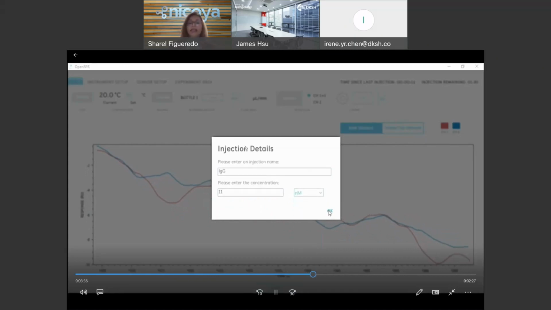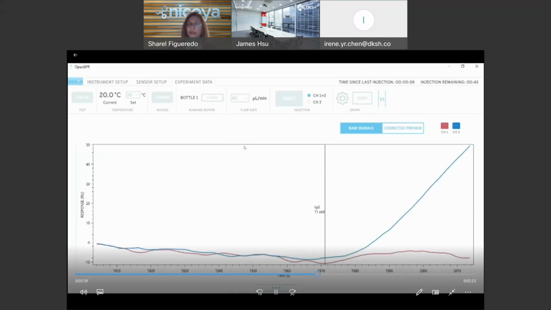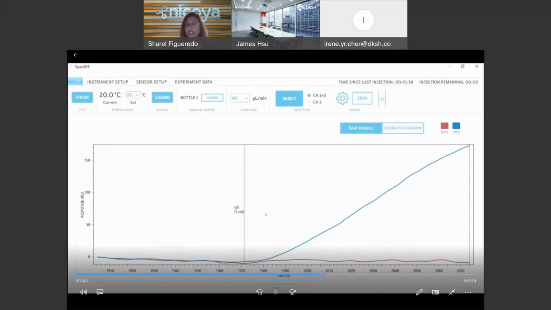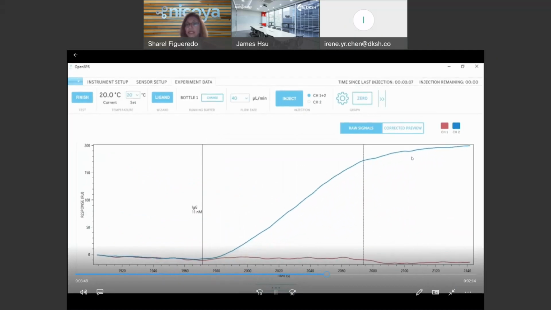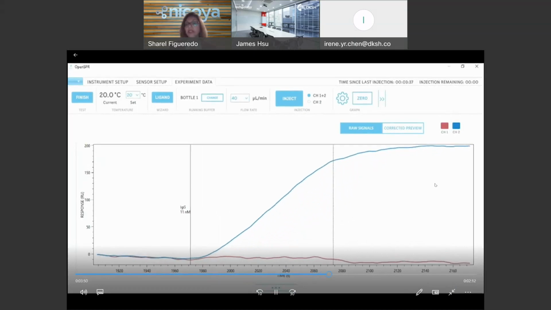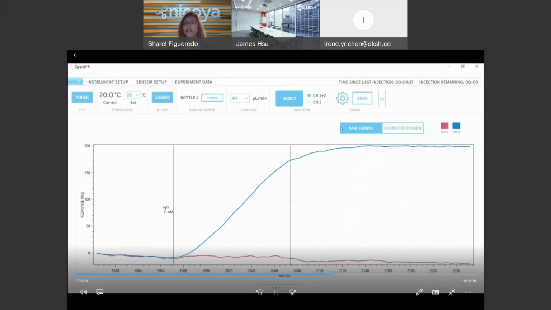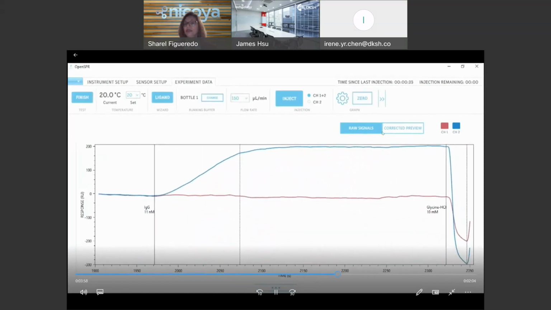So we will add the names of the analyte that we are adding, and this is going to be IgG. We're beginning at 11 nanomolar concentration. And so you can see you have very specific signal of the antibody that's bound to protein A compared to the reference channel. You also have the ability here to look at the data either in the corrected view or the raw signal.